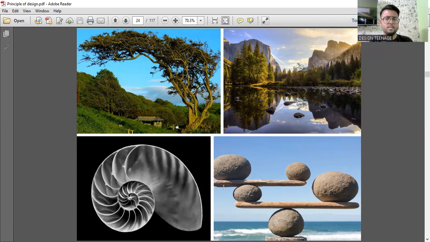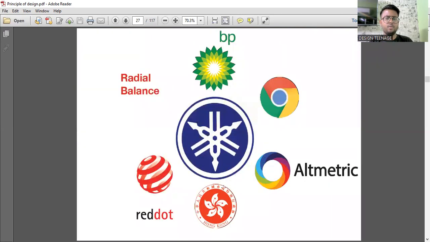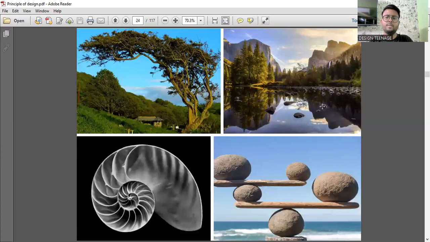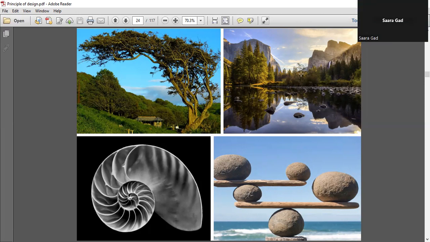Okay, let's quickly move on to radial balance. You understood with these compositions how they are asymmetrically balanced? Any questions? Lake one, see how it is asymmetrically balanced. It is quite a good concept.